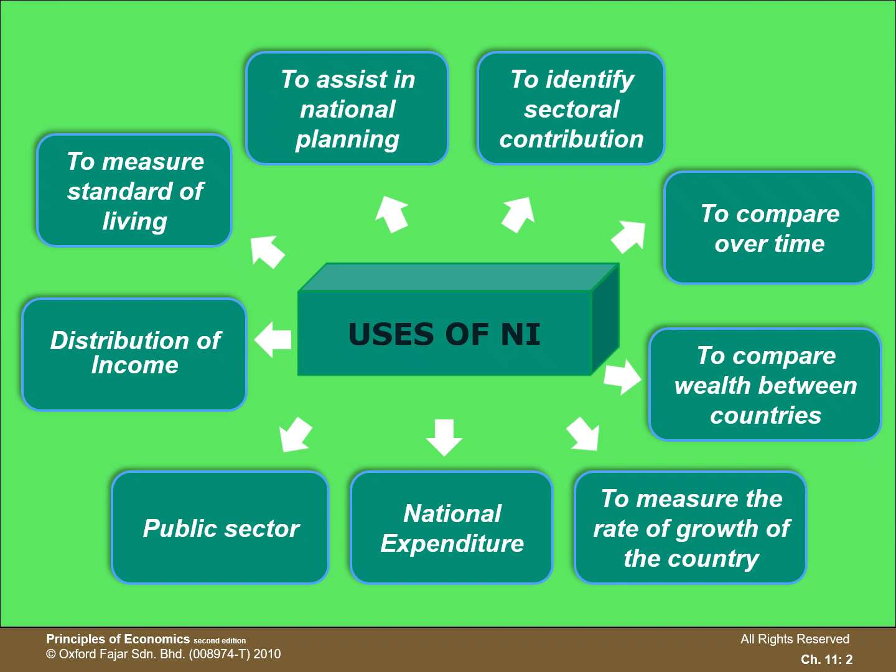4. To compare wealth between countries. The wealth of different countries can be compared using national income statistics. We can do this by comparing the per capita GDP of each nation, which is found by dividing the GDP by the population. Per capita GDP is a good measure of a country's wealth because it reveals the true standard of living of individual and household.